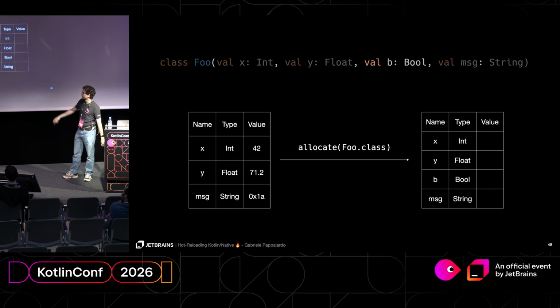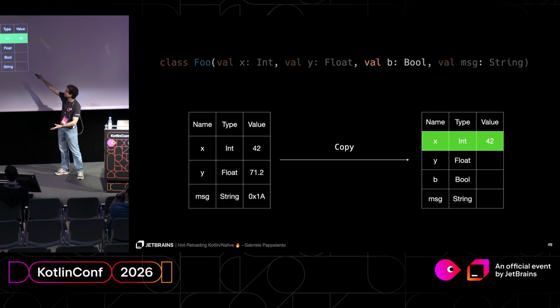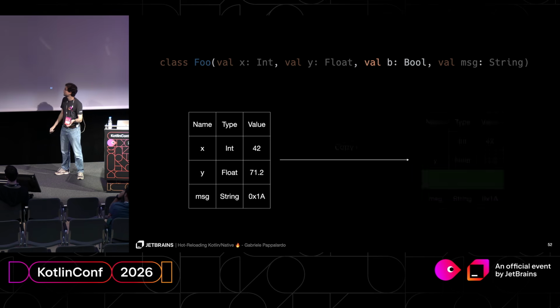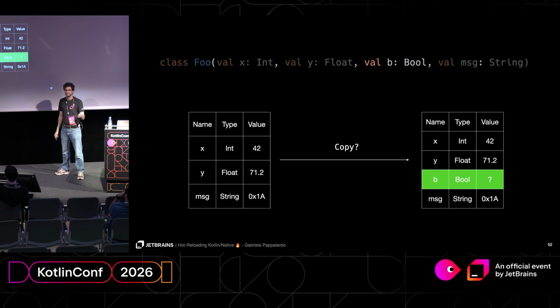We start allocating the new version of Foo and copying the new values. So x, y, msg, which is a reference. What about bool? B? Yeah, exactly. We assign a default value, since we don't know which value can be assigned there.